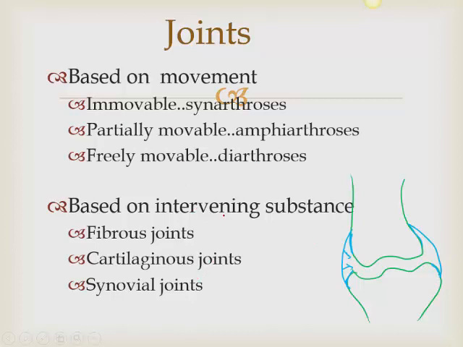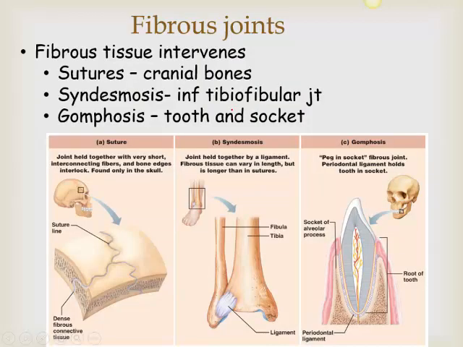So this is a structural classification, and this is a functional classification. We can usually add both together, and as we go along we'll see how we can say that one type of joint is structurally like this but functionally is this way. So as we go along, you'll see.